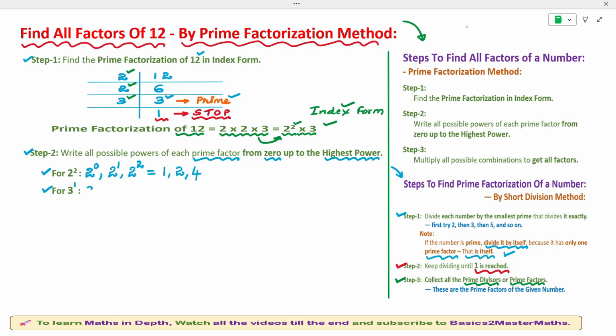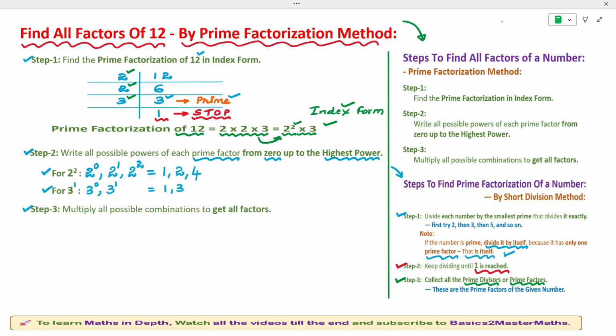Similar way, let us write all possible powers for 3. They are 3 to the power 0, 3 to the power 1. This gives you 1 and 3.